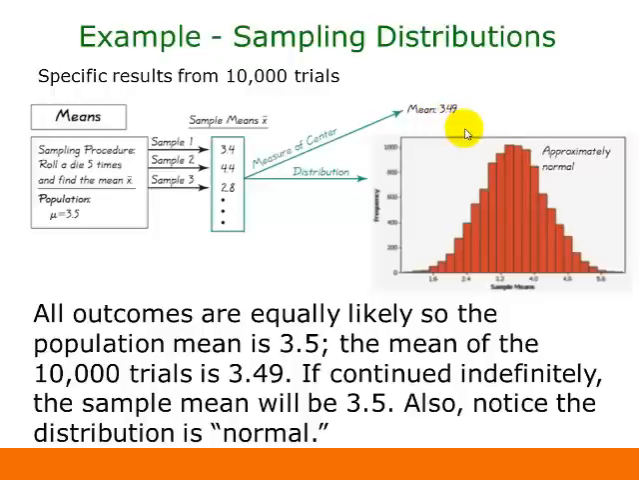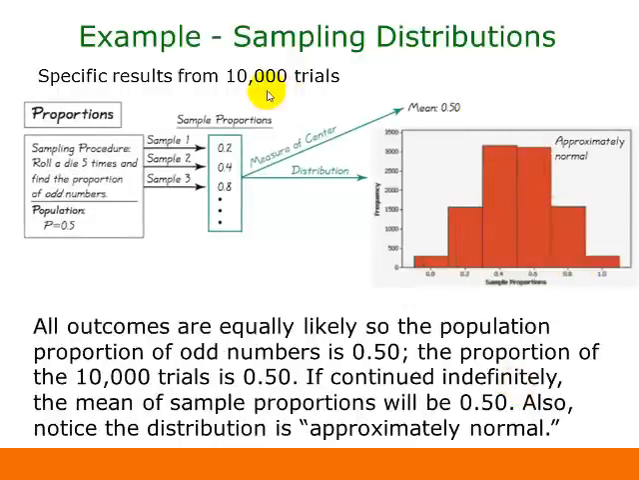And the more trials that we do, the closer this mean should get to our population mean. And if you look at the distribution, so this is the distribution of all the sample means out of those 10,000 trials, this looks like a pretty nice bell curve, so it's approximately normal.